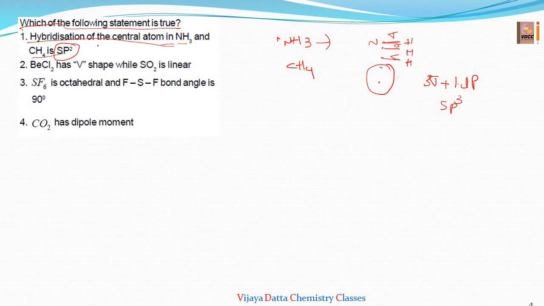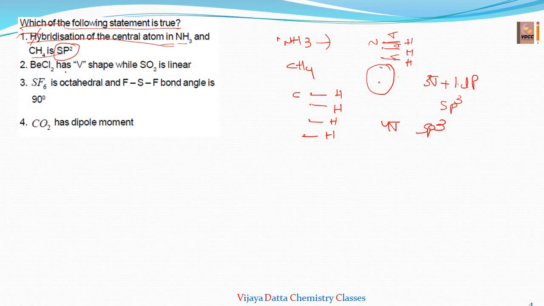Anyway it is wrong, but I'll show you the hybridization for CH4 also. Carbon belongs to the fourth group, right? 4 valence electrons, and hydrogen will form single bonds. Here there are no lone pairs, all are sigma bonds only. So 4 sigma bonds also give sp3 hybridization. So the statement that hybridization in NH3 and CH4 is sp2 is not correct. He asked for the true statement.